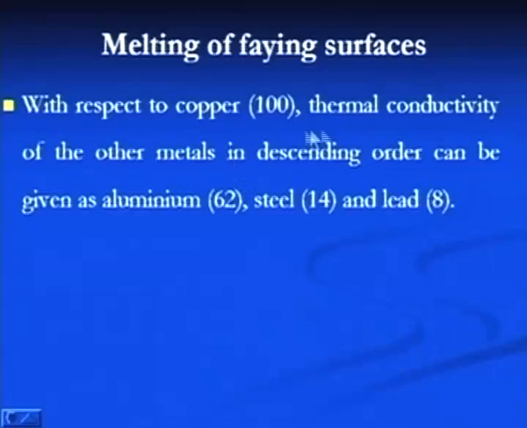If we see the comparison of the thermal conductivities of some of the metals of commercial importance with respect to copper, thermal conductivity of other metals in descending order can be given as that of aluminum, steel, and lead. On a scale of 100, if copper is given a 100 rating, then aluminum is given around 62, steel 14, and lead 8.